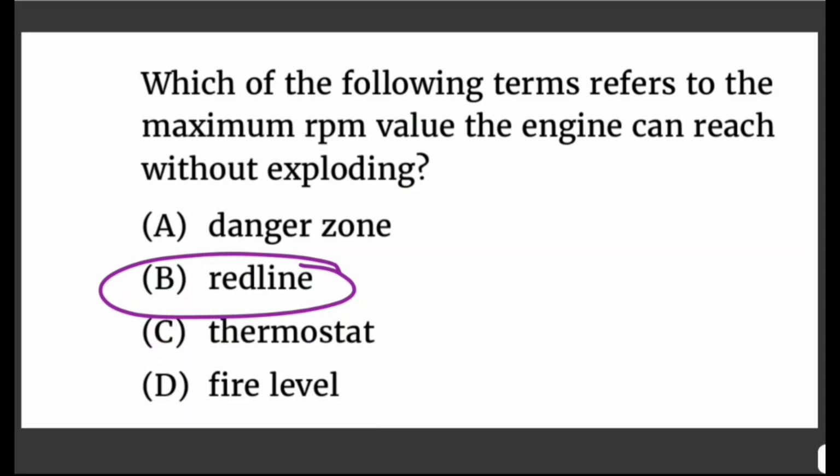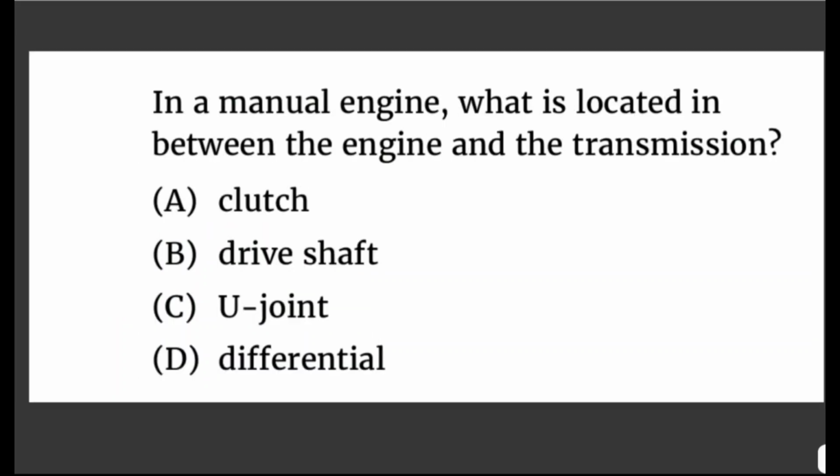Gears shift within an engine in order to keep a vehicle's RPM value from reaching dangerous levels. In a manual engine, what is located in between the engine and the transmission? A. Clutch, B. Drive shaft, C. U-joint, or D. Differential? The answer here is letter A. A manual engine has a clutch located in between the engine and the transmission.